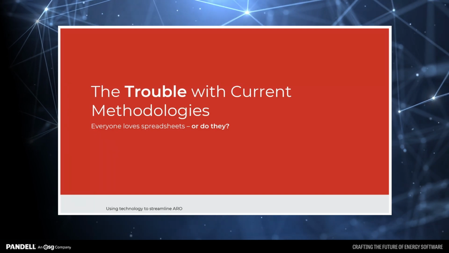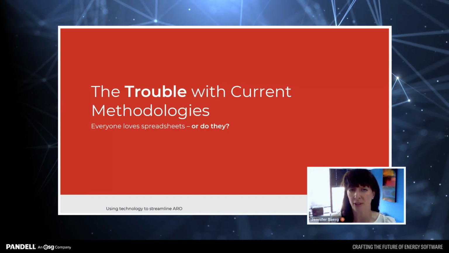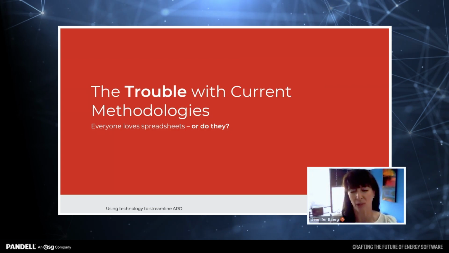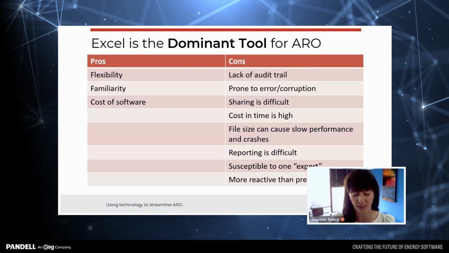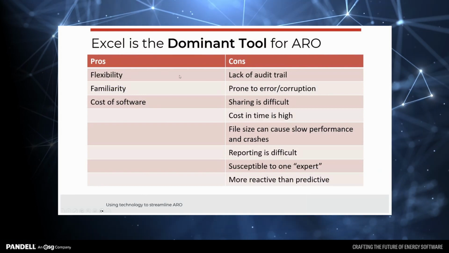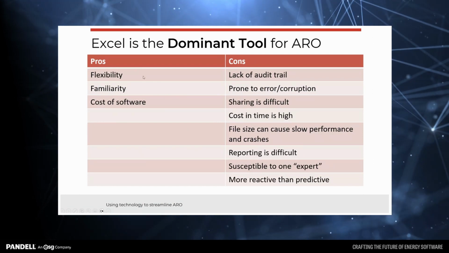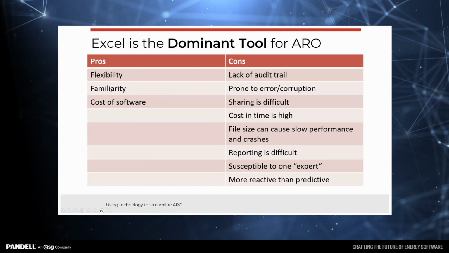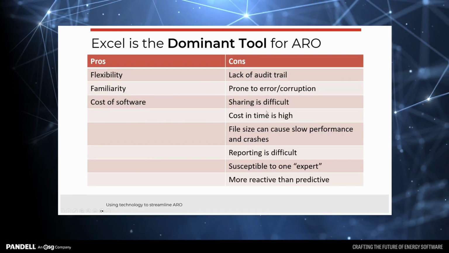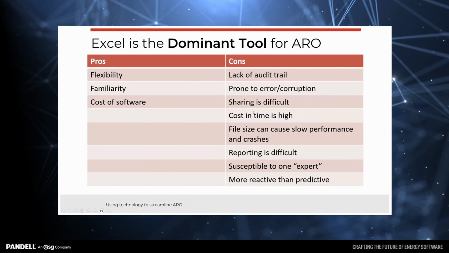Yeah, and don't get us wrong. We love spreadsheets. We use them all over the place here. There's a time and a place though, and we think that ARO is just not quite the right place for a spreadsheet anymore. It's just become too complex. So it's not necessarily that it's old, it's just the wrong tool. Exactly. So let's talk about the pros of using Excel and then the cons of using Excel. Pros: you've got your familiarity, your flexibility, your cost of software. Your cons, you guys can read these: a lack of audit trail, error, corruption, sharing, cost issues.